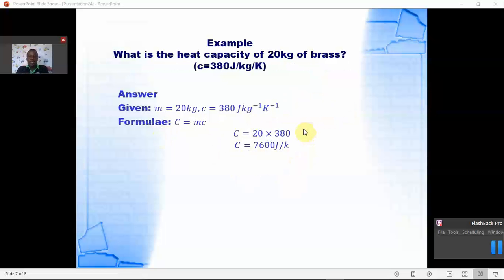Look at this also. What is the heat capacity of 20 kilograms of brass, given that c, the specific heat capacity, is 380 joules per kilogram per Kelvin? Of course, we are given just two variables there. The mass is 20 kilograms, and the specific heat capacity is 380 joules per kilogram per Kelvin. We have been told that heat capacity, capital C, is equal to mass times specific heat capacity, small c. So that will give us 7,600 joules per Kelvin.